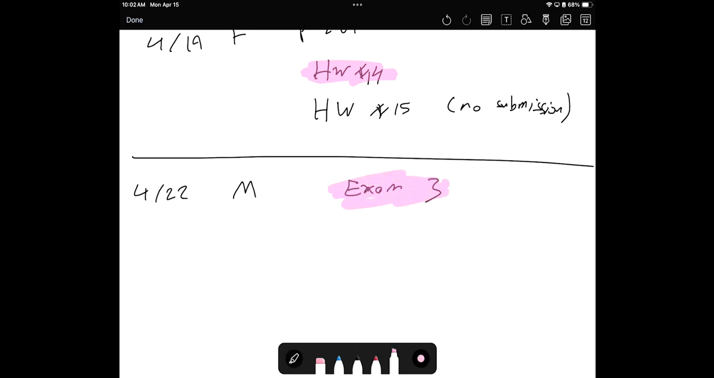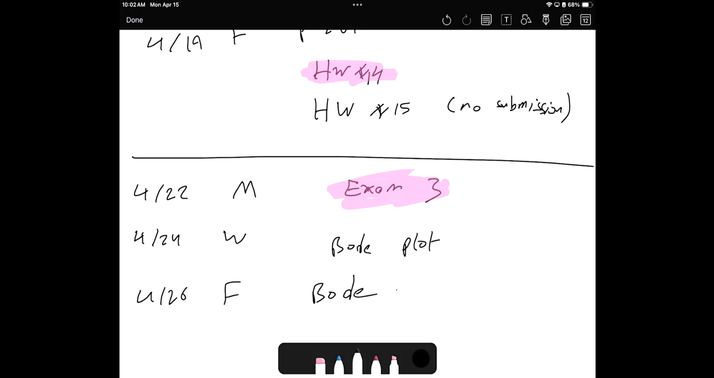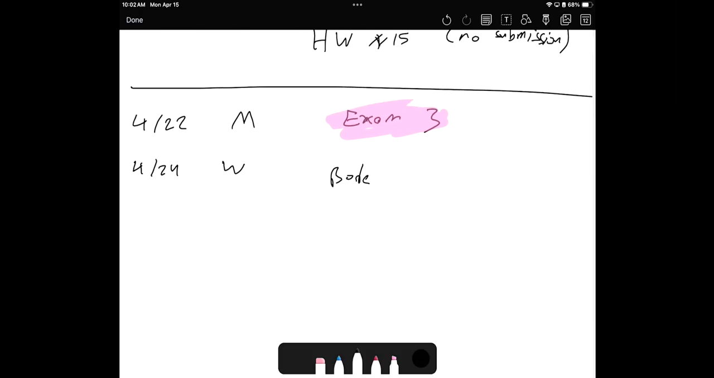Then after that, we will have 2 more lectures before the end of the last class day. So on Wednesday 24, we will go to Bode plots. Then on the 26th, Friday, which is the last class day, it will also be about the Bode plots. So here is where the class ends.